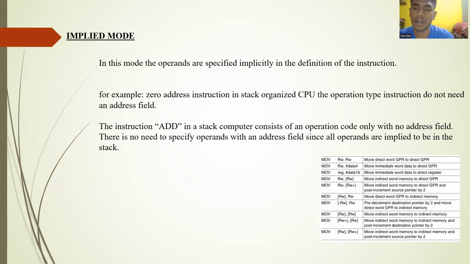So there are different addressing modes. Let us go through each one. Now, this is implied mode. In this mode, the operands are specified implicitly in the definition of the instruction. For example, zero address instruction in a stack organized CPU. The operation type instruction does not need an address field. The instruction add in a stack computer consists of an operation code only with no address field. There's no need to specify operands with an address field since all operands are implied to be in the stack.